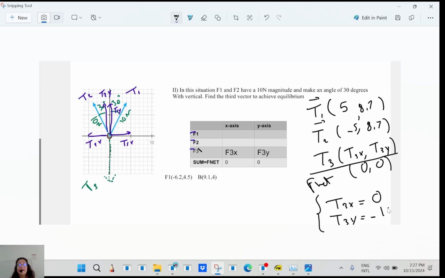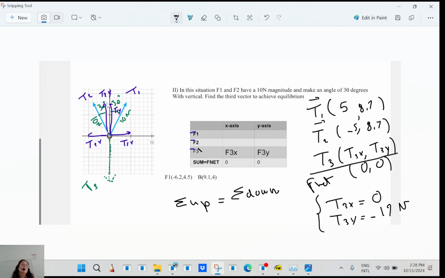Negative 17 Newton. Do you all agree? So that's one way. An easier way: you can say it's in equilibrium, so everything up has to be equal to everything down. So what is up? That will be the x component of T1 and the x component of T2. And they are both equal to each other, right?